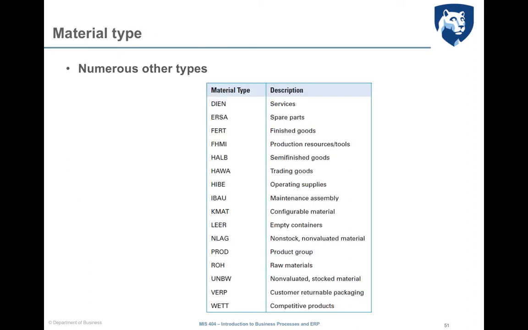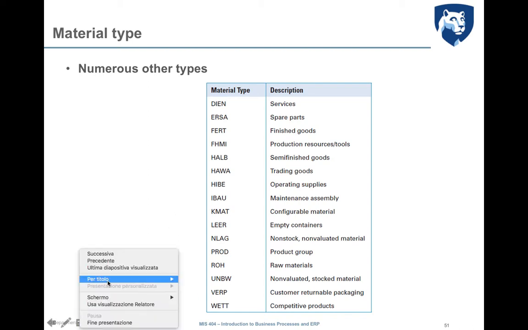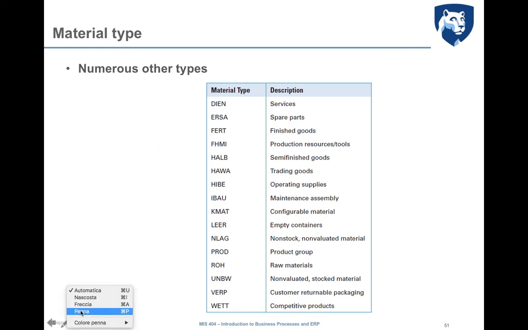Of course, as you can see from these slides, there are numerous other types of materials, and in particular here you can see the list within SAP ERP, with the acronyms. We have just analyzed finished goods, semi-finished goods, trading goods, and materials. As you can see, there are a lot.